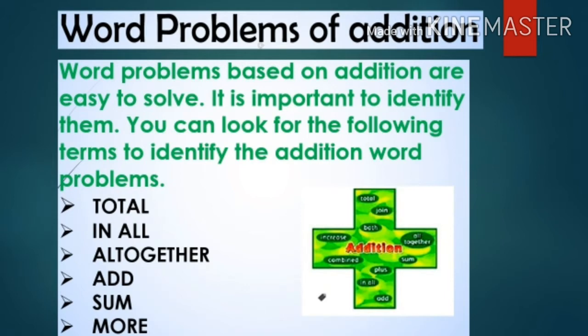Before explaining the word problems, I just want to discuss some important points that are based on word problems of addition. Children, word problems based on addition are easy to solve. It is important to identify them. So, you can look for the following terms to identify the addition word problems. These terms are total, in all, altogether, add, sum, more.